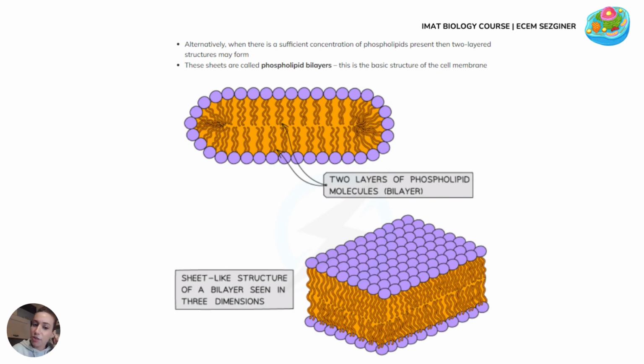Here also, this is another possible shape that they can take when there's a sufficient concentration of phospholipids in the two layered structures, so that they can form sheets like this. And these sheets are going to be called phospholipid bilayers because of this dual structure with heads and tails, heads and tails. And that's why we tend to call the membrane a phospholipid bilayer membrane, because this sheet-like structure is how we find them around the cell cytoplasm.